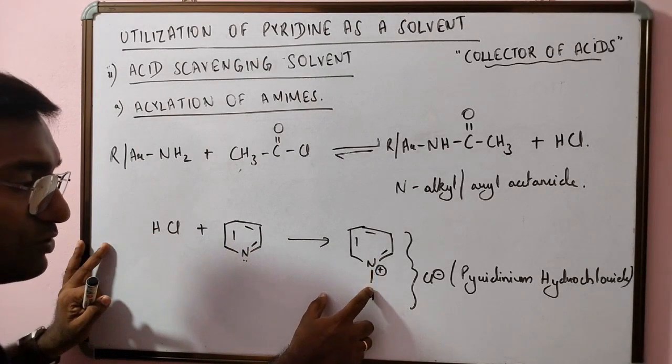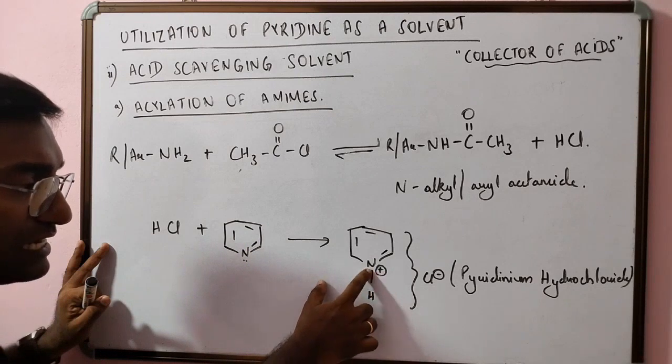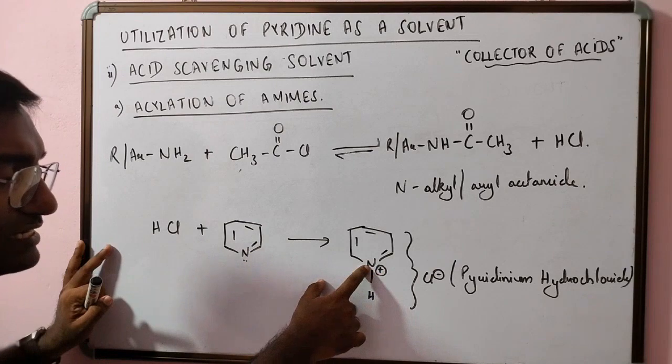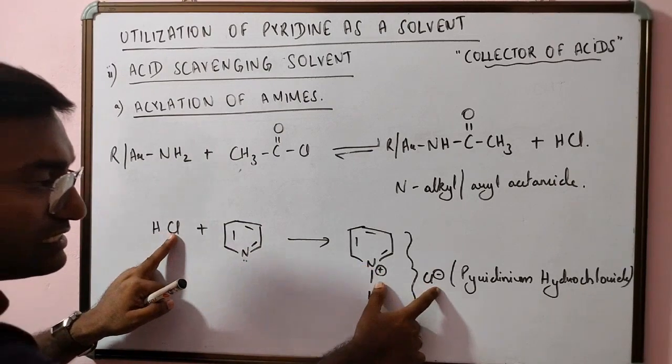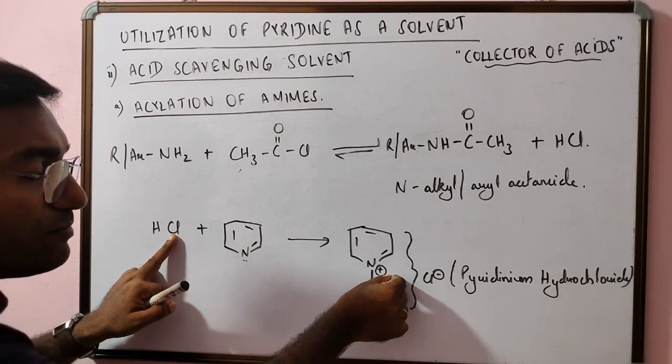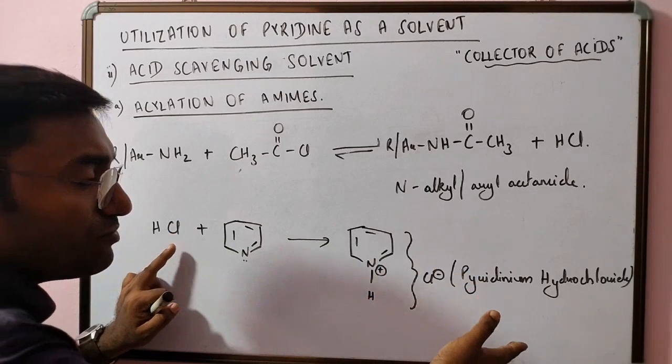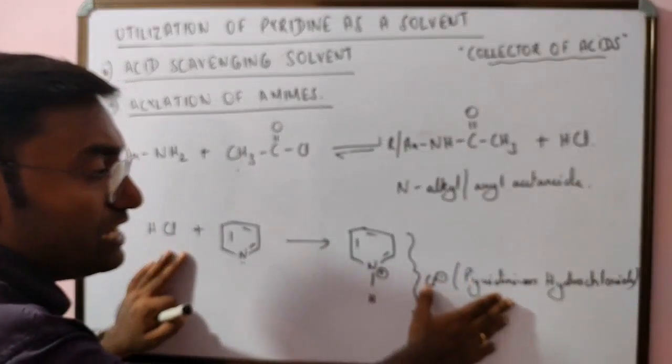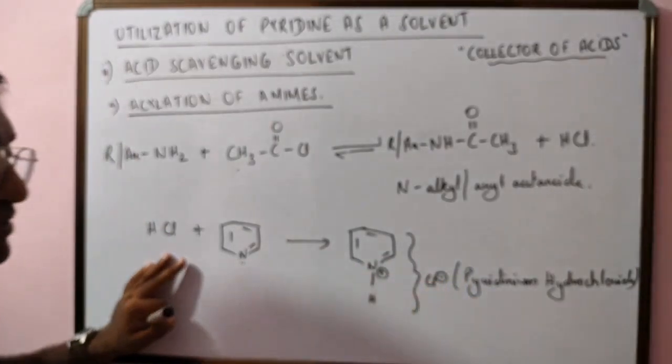Because the nitrogen atom lost its pair of electrons to hydrogen, it develops a positive charge. It is this positive charge on the nitrogen atom which now attracts the Cl minus ion towards itself, forming an ionic bond and thus resulting in the formation of a salt, which is pyridinium hydrochloride.